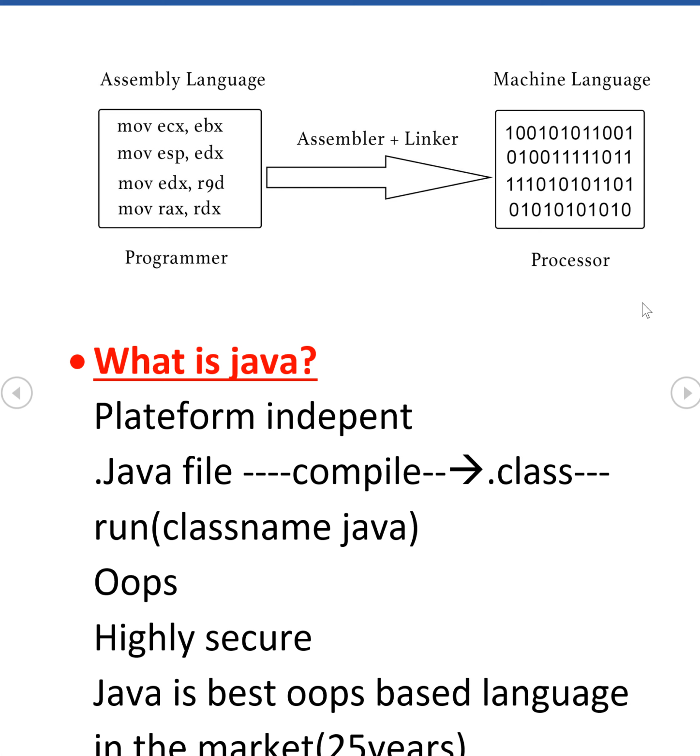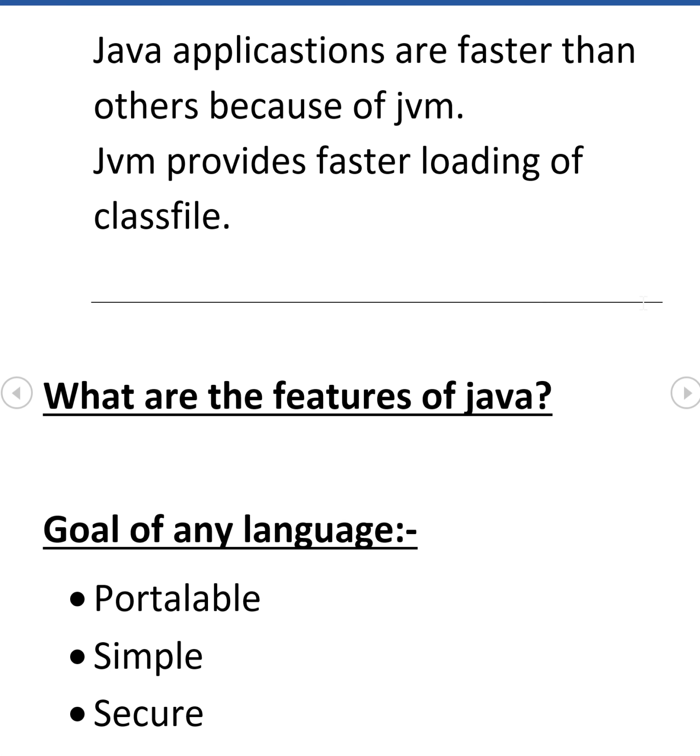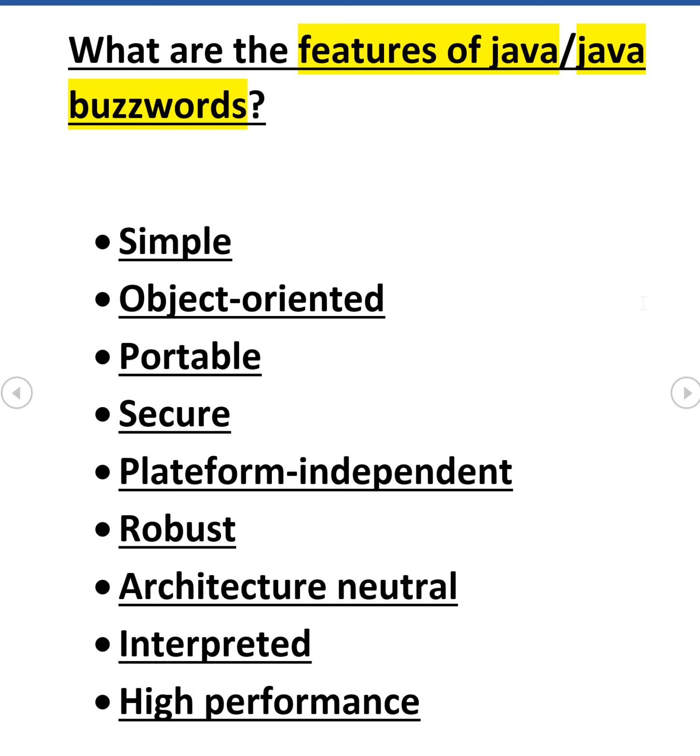Java is OOPS based and highly secure. Java has been the best OOPS based language in the market for 25 years, and Java applications are faster than other languages due to the JVM. The JVM provides faster loading of the class file, and it is platform independent too. As we discussed, the goals of any language are to be portable, simple and secure, and Java provides these goals. So we have some features of Java.